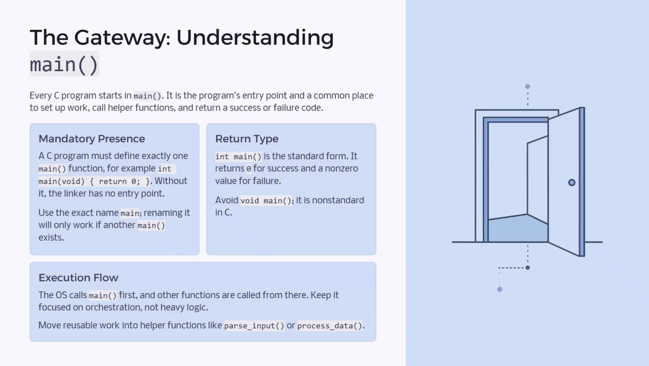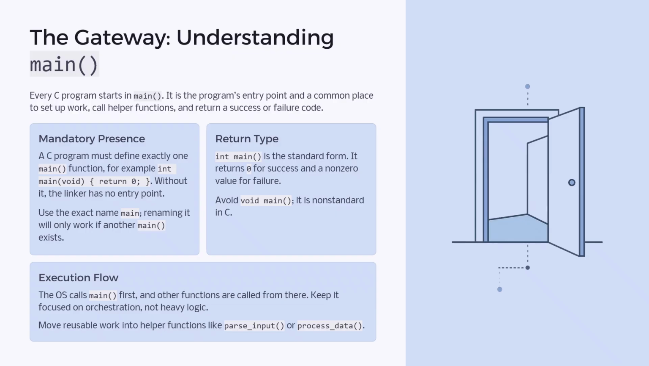Return type. Int main is the standard form. It returns 0 for success and a non-zero value for failure. Avoid void main. It is non-standard in C. So whenever we are writing a C program, the return value should be 0 if there is success in the program, or else if the program has some errors, then it will be a non-zero value. We should try to avoid void main because it is a non-standard form.